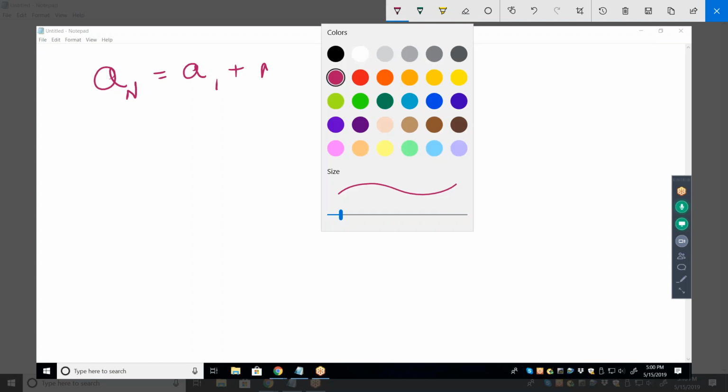Just to clarify, to find an arithmetic sequence, the equation would be a sub n equals a sub 1 plus n minus 1 d. To find an arithmetic sequence, is that right? Whoops, hold on one moment.